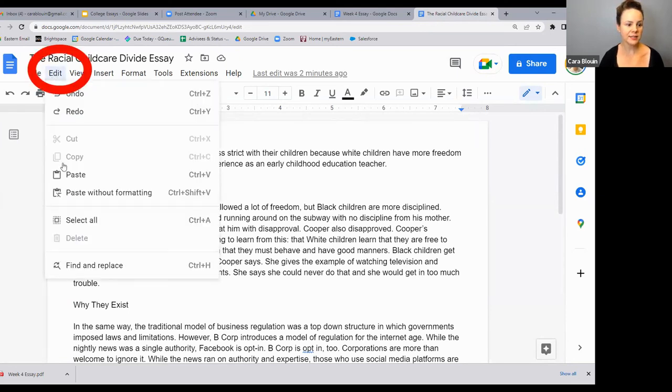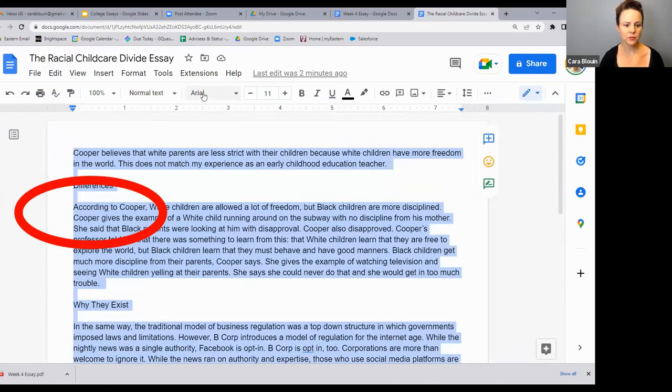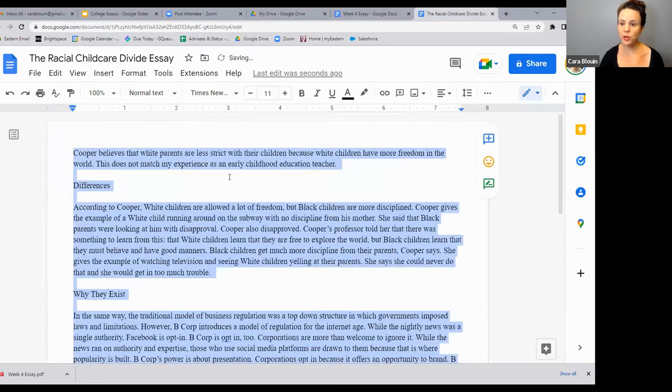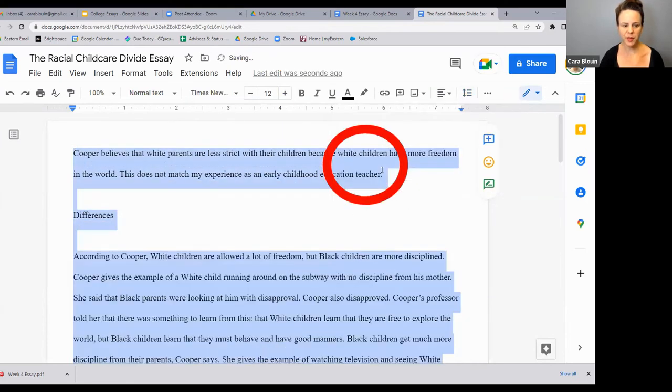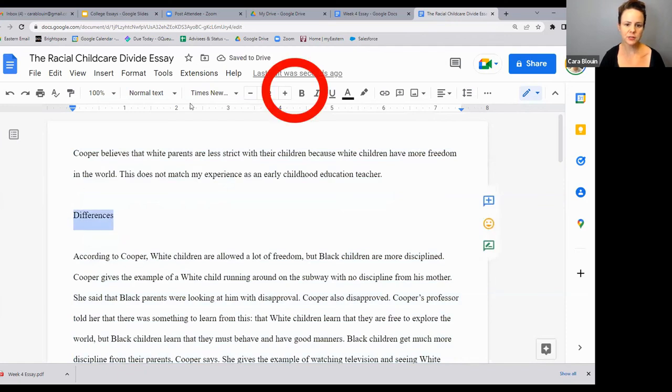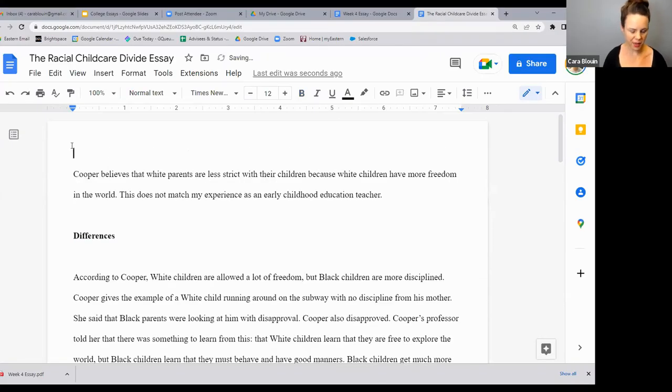I'm going to edit, select all, Times New Roman, which is the font we should always hand papers in, size 12, and double spaced. It's common for headers to be in bold. I'll also be adding my name and the class.